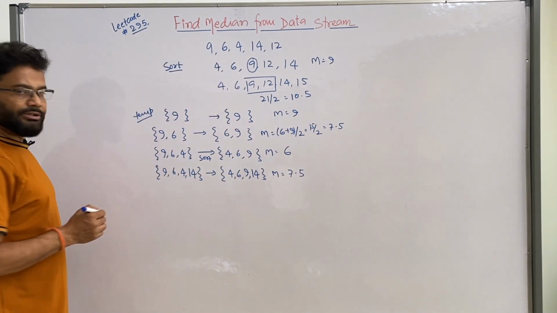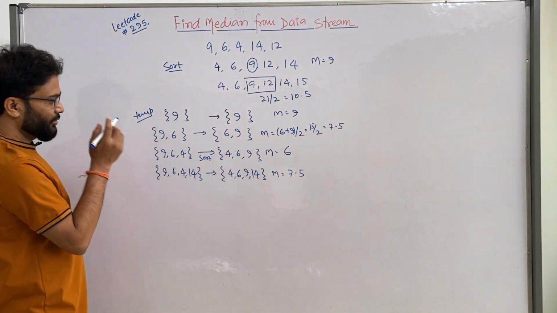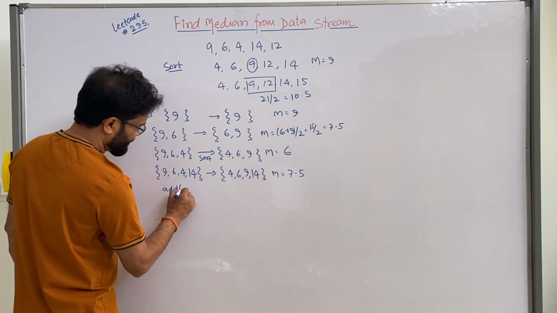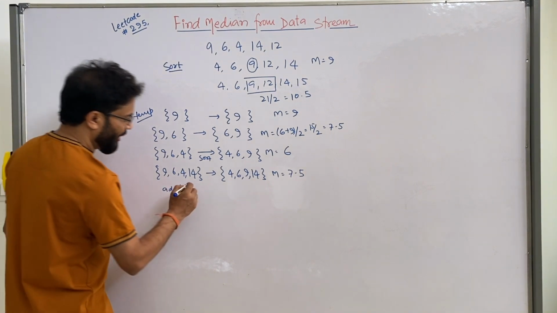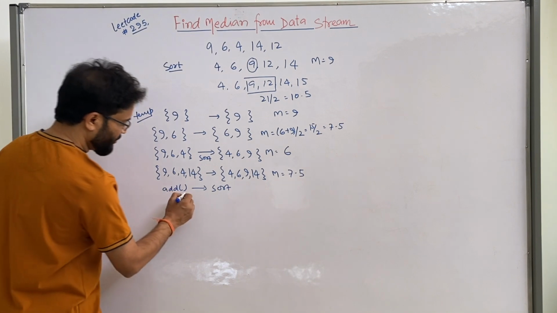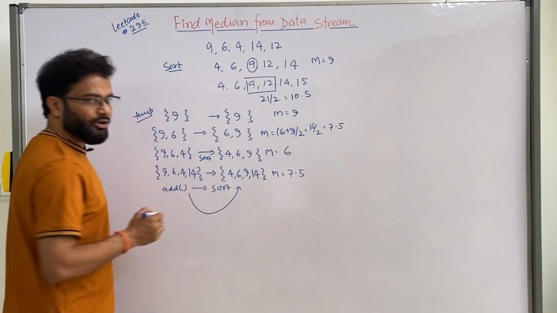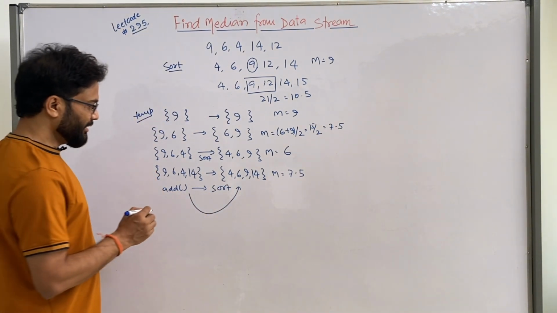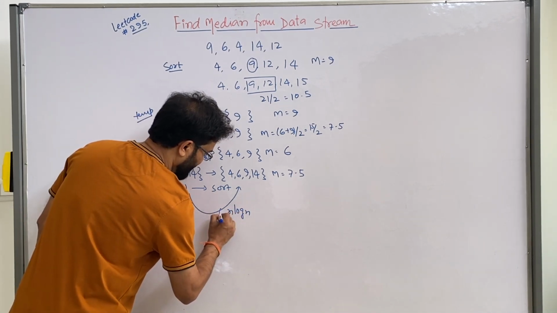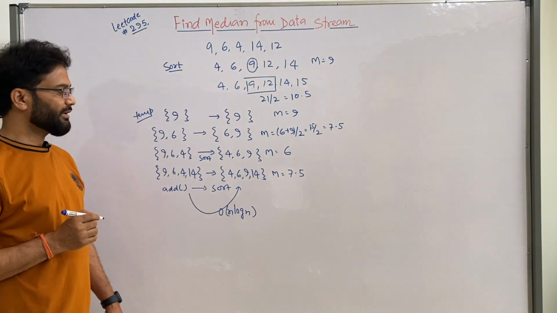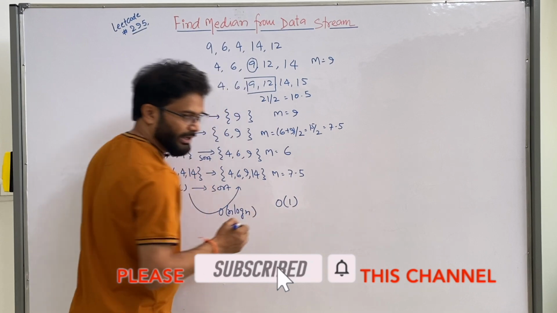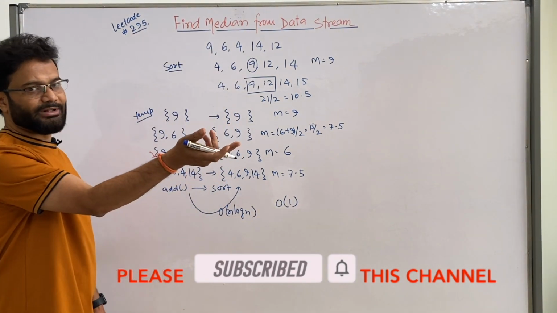See, in this way, whenever you add a number to your list, you have to do the sorting. You know the complexity of normal sorting is n log n. And to find the median, that is constant. Why? Because from the position you can get it.